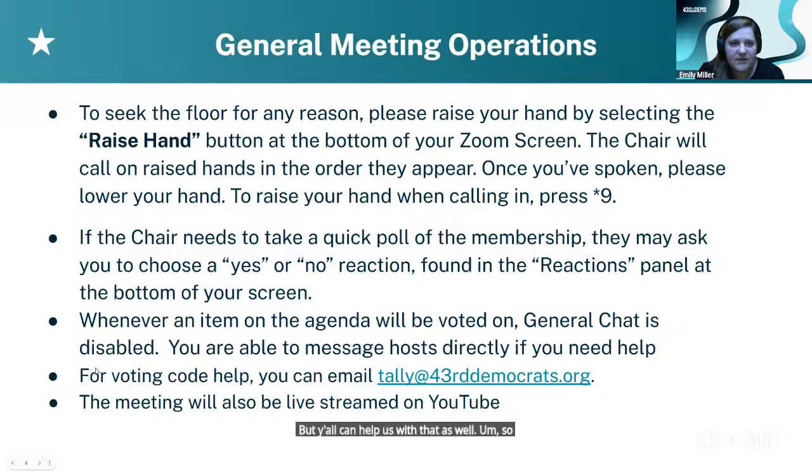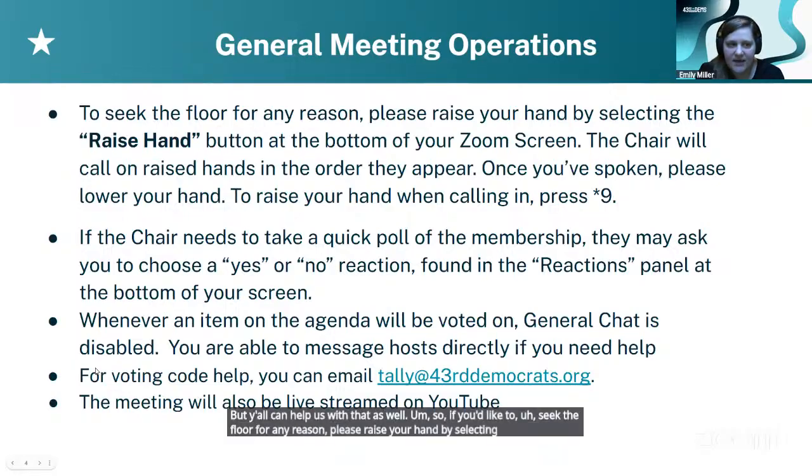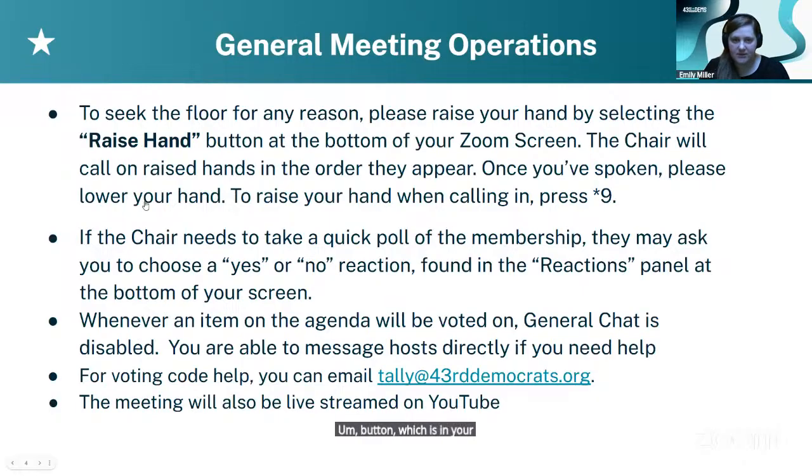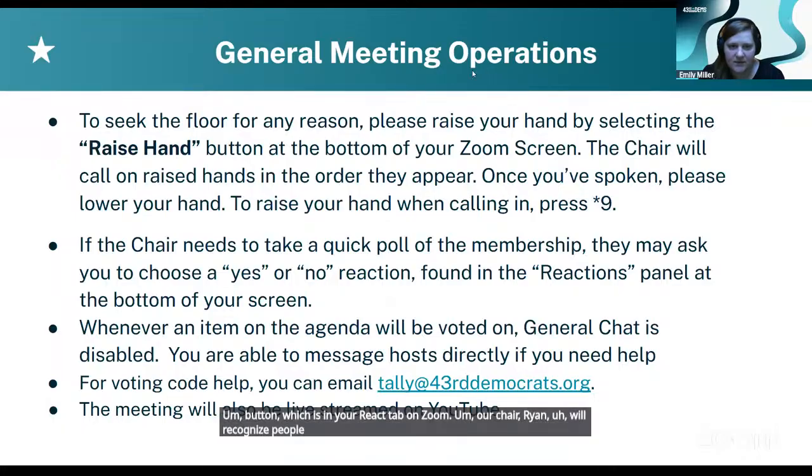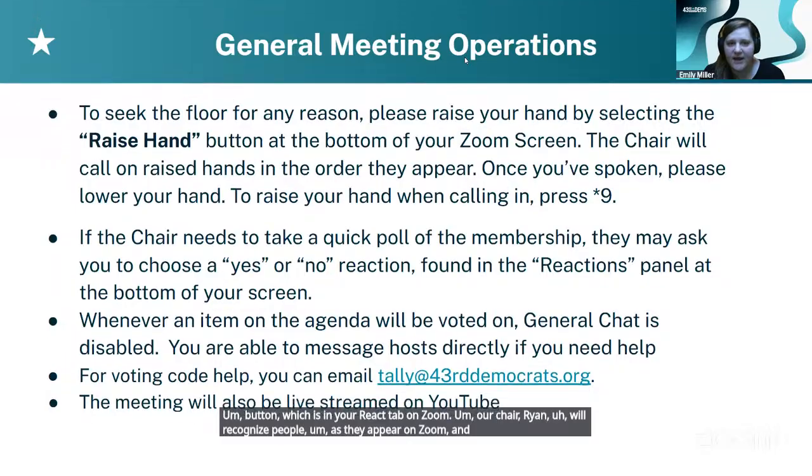So if you'd like to seek the floor for any reason, please raise your hand by selecting the raise hand button, which is in your React tab on Zoom. Our chair, Ryan, will recognize people as they appear on Zoom. And once you've spoken, please lower your hand. If you are joining from a phone tonight, you can press *9.